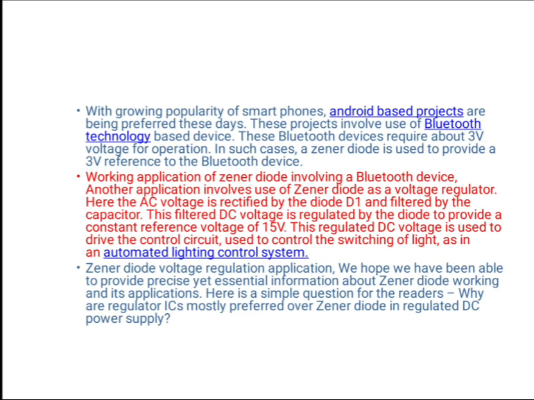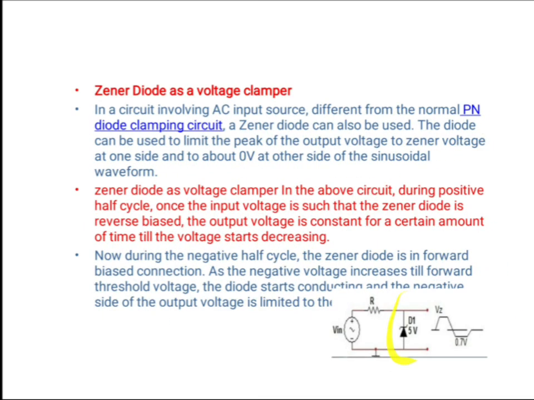We put a reference voltage for a particular Zener diode, let that be 5 volt. Below that 5 volt, it will be clipped, and above 5 volt, the output can be seen. So we have a graph like this. That is about the voltage clamper.